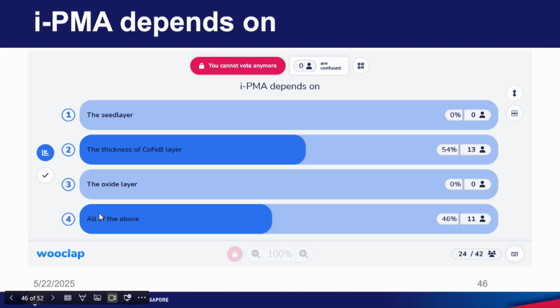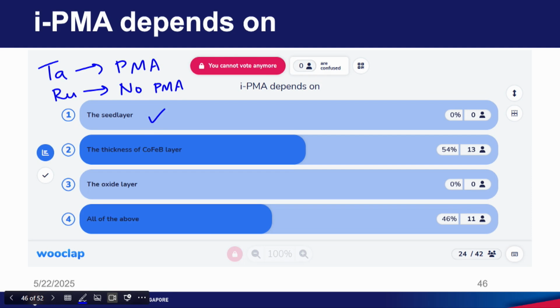Okay. So if you remember the discussion we had, I showed you two data from IBM. In one case they used tantalum below cobalt iron boron, in another case they used ruthenium below the cobalt iron boron. So in the case of ruthenium, there was no perpendicular magnetic anisotropy. Only the tantalum seed layer gave rise to the perpendicular magnetic anisotropy. Okay, so seed layer plays an important role.